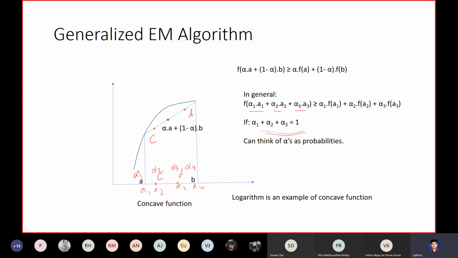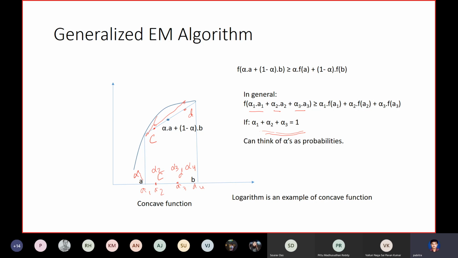Okay, if they add up to 1, this general result also holds. So you can actually intuitively think of it like this. You can do it pairwise. You can take a combination of A and C, which lies in between. You take any point in between, combine that with D, and you can keep on going, and still it will lie below the curve if it is a concave function.